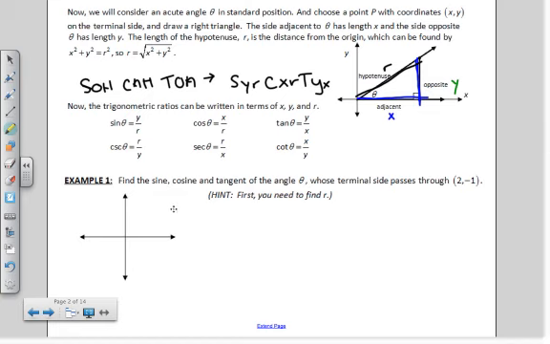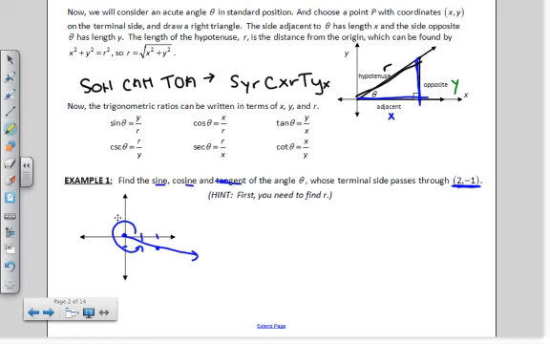All right, example 1. We are going to find the sine, cosine, and tangent of the angle that passes through 2, -1. Now the first thing we have to do is figure out where 2, -1 is. From our origin, we are going to draw a radius that goes through that point. Okay, and now what we want you to see is the angle that we want is this angle here. That is our angle theta.